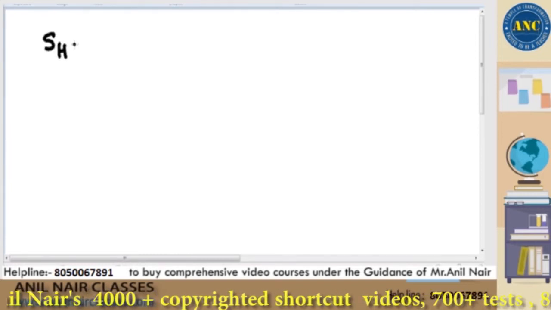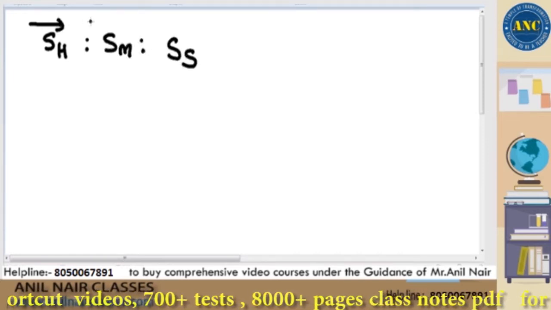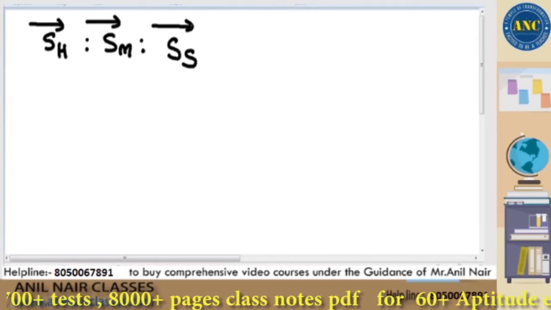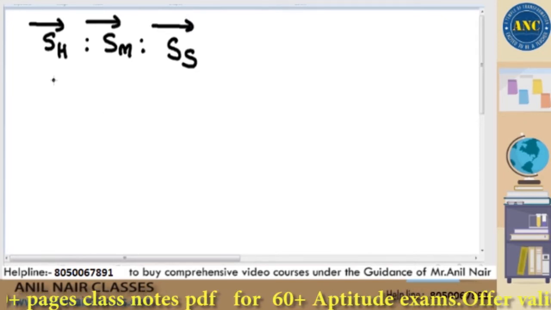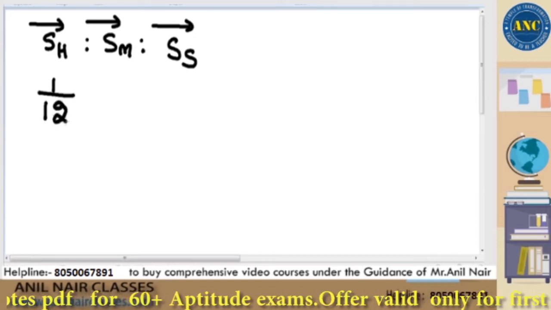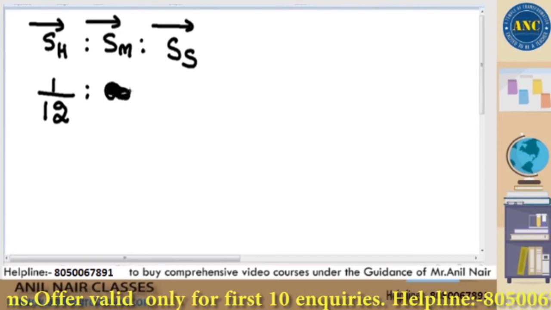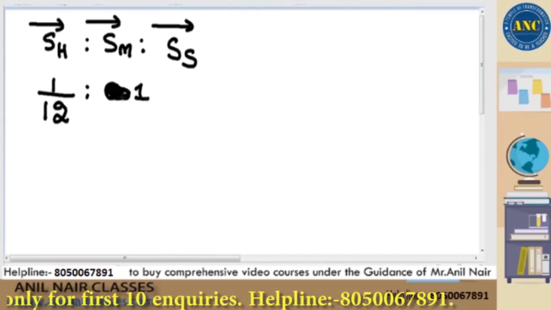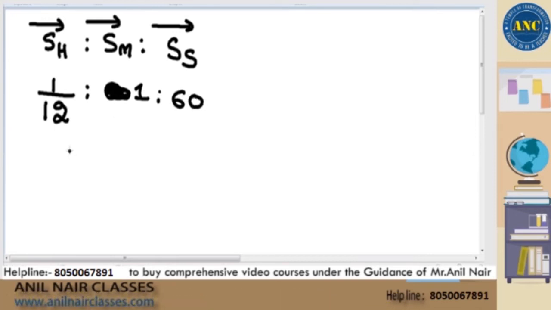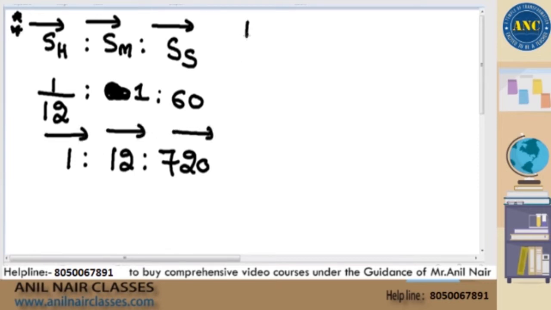Speed of hour hand, speed of minutes hand, speed of seconds hand. That is the reason I generally teach clocks after circular tracks. Speed of hour hand, already we discussed, 1/12. Speed of minutes hand is 1 division per minute. Speed of seconds hand is 60, so it is nothing but 1:12:720. This is something in clocks which is very important. 1:12:720. Now we can see here hour hand and minutes hand.